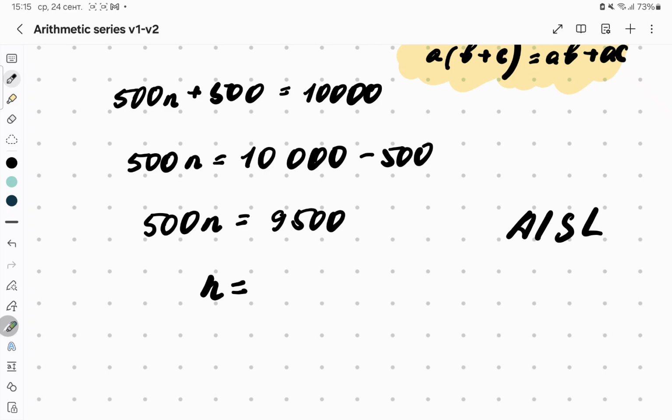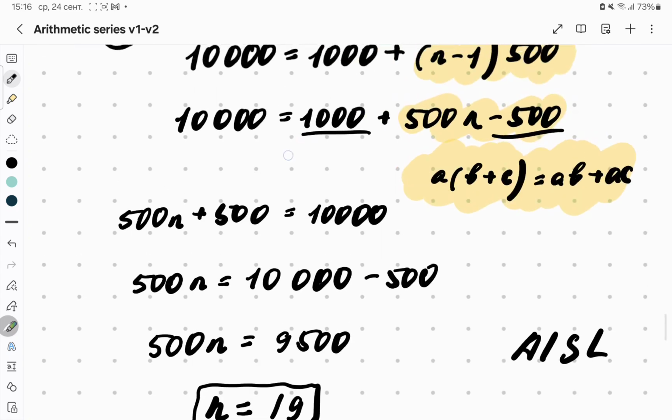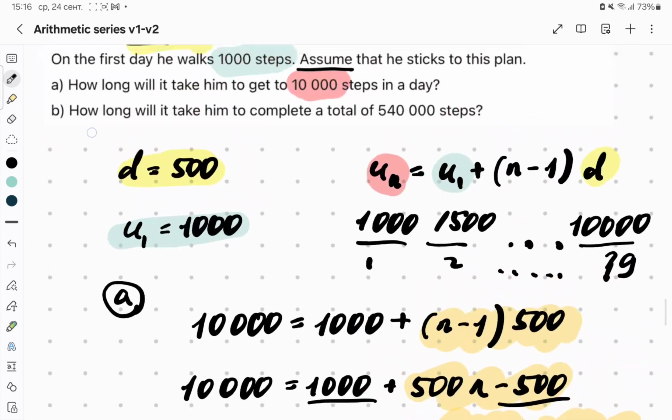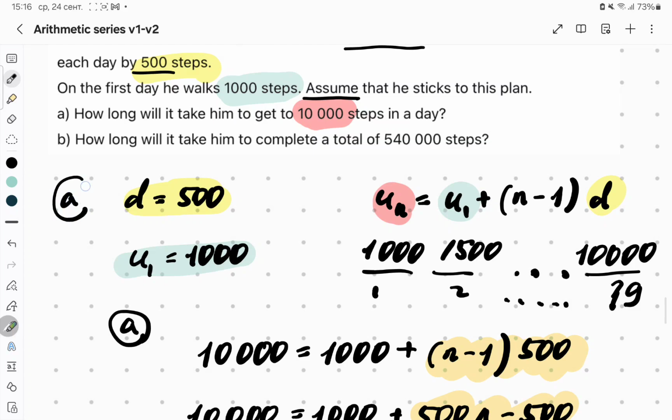If you study Applications and Interpretation, standard level or higher level, you're allowed to use a calculator. If you're doing Analysis and Approaches, you should solve it manually without a calculator. But in any case, the answer will be the same. n is equal to 19. So it means that on the 19th day the number of steps will be 10,000. It is almost 3 weeks. Not bad. So that was part A.